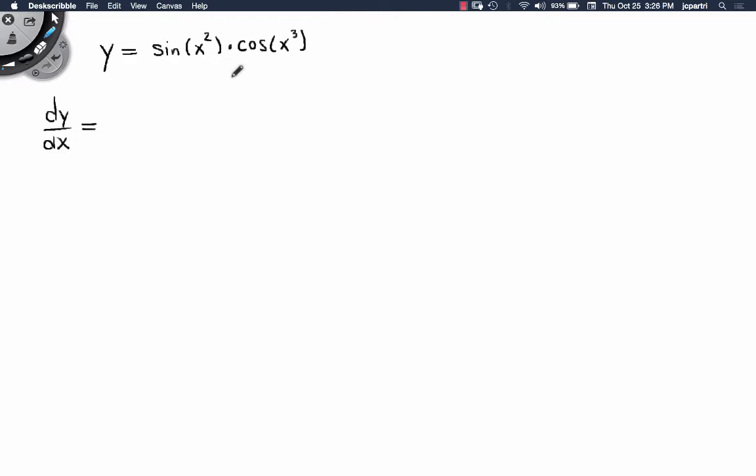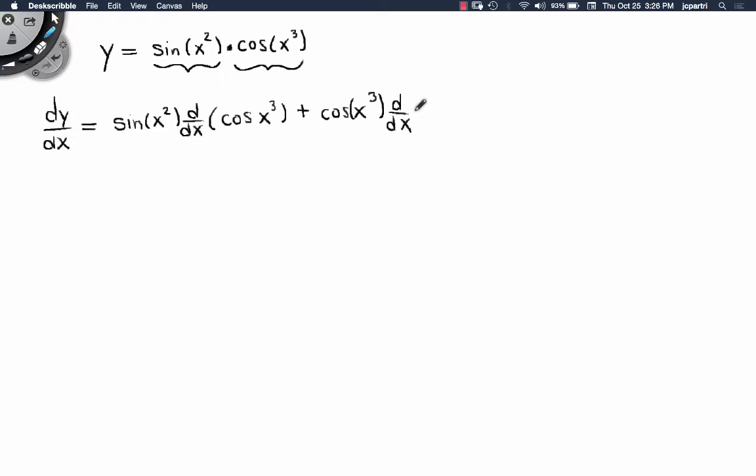Now the first thing that we're going to notice here is that this is a product. This is the product of two functions. This is the product of sine of x squared and cosine of x cubed. So we're going to use the product rule: first times the derivative of the second, plus the second times the derivative of the first.